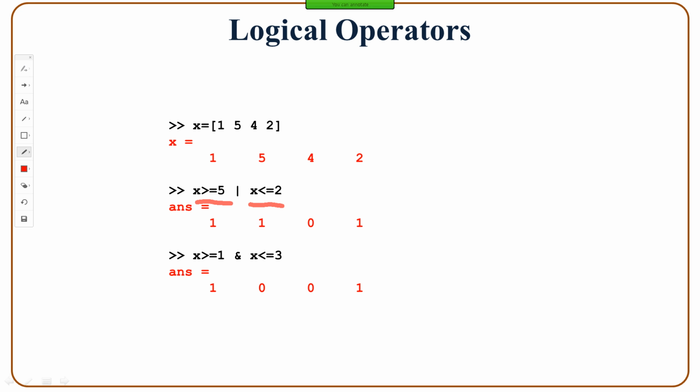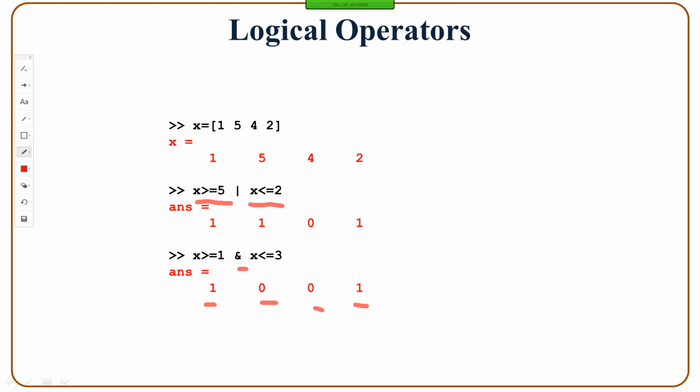If instead you use the AND operator, then it returns a logical vector, and you can see you have 1 where the elements are greater than or equal to 1 and less than or equal to 3, and 0 otherwise.